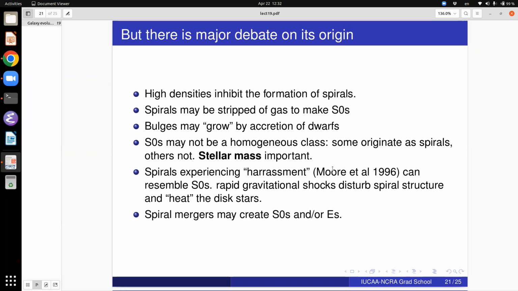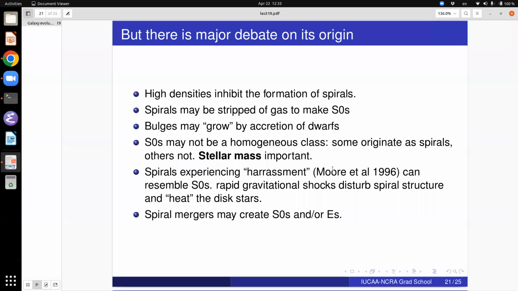Bulges may grow by the accretion of dwarfs. So maybe these galaxies in the central regions are swallowing up a lot of dwarf galaxies and building up their stellar masses. S0s may not be a homogeneous class. Some originate as spirals, others not. Stellar mass is important. A lot of studies seem to indicate that S0 galaxies which are low mass are derived from spirals, and S0 galaxies which are high mass are derived from ellipticals.